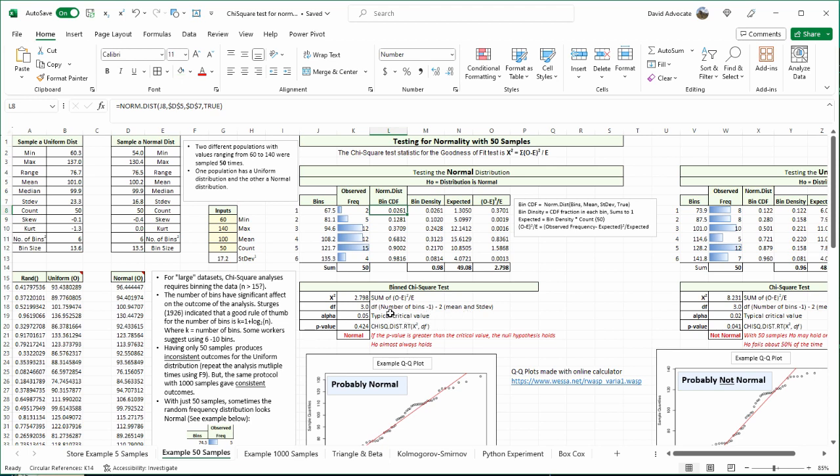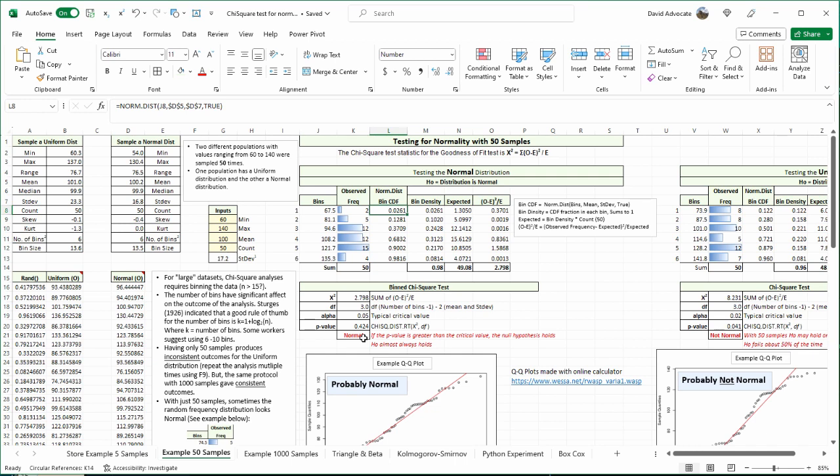We'll use the critical alpha value, or the critical value of 0.05. Then we calculate the p-value using the chi-square distribution, right-tailed formula from Excel. And here we've got a result of normal.